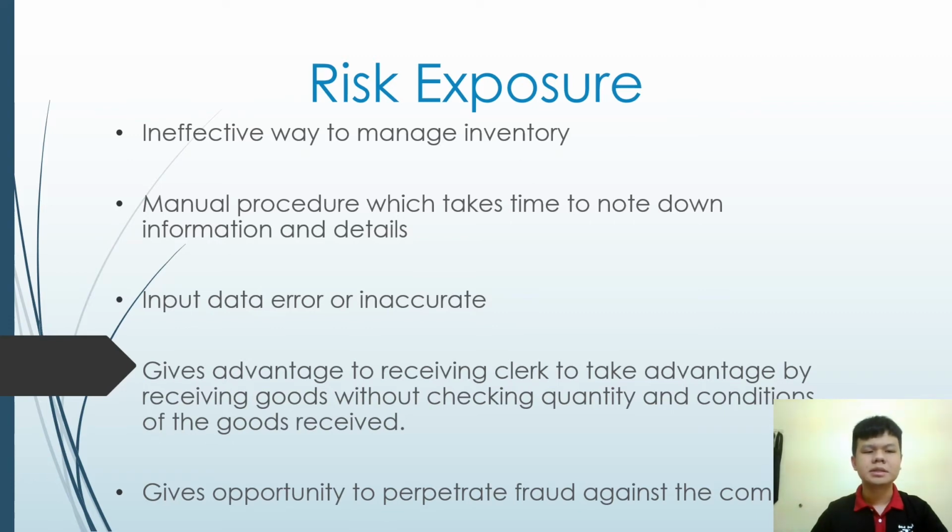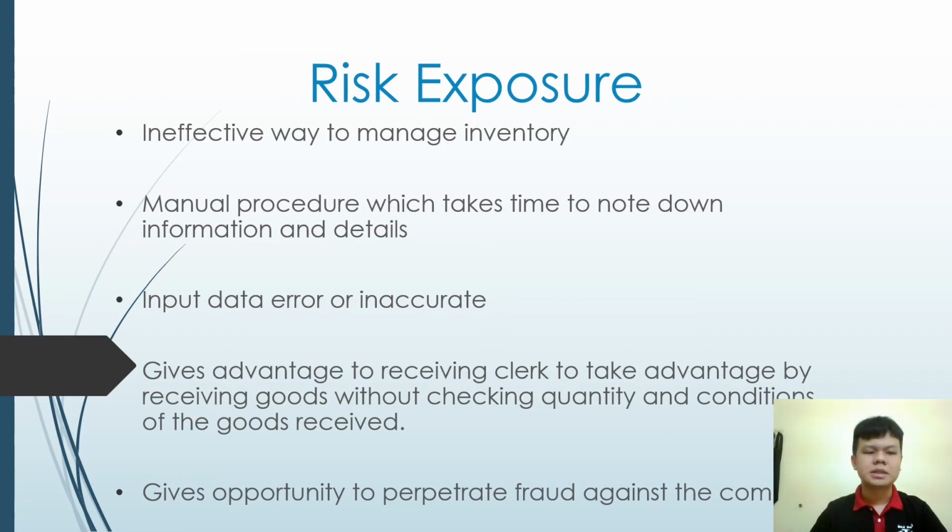So the third risk is that the bookkeeping department may cause input data errors or inaccurate records, as they record separately, and this could be worse when they do not have a tracing system to trace the source of past transactions.